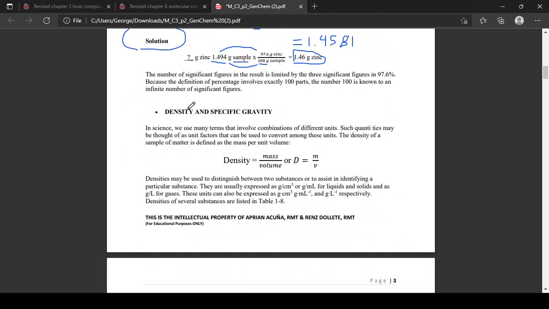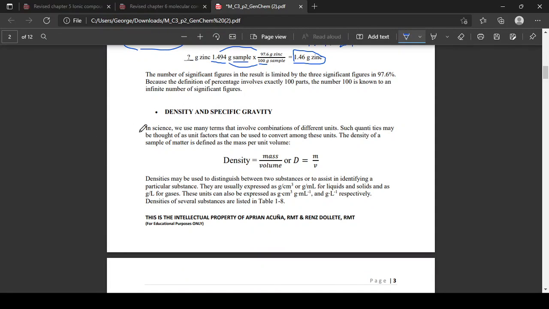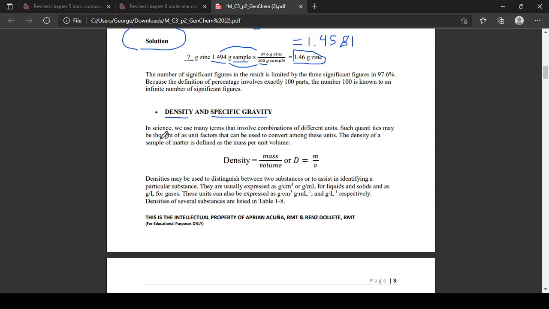Next, you have your density and specific gravity. In science, we use many terms that involve the combination of different units. Such quantities may be thought of as unit factors that can be used to convert among these.